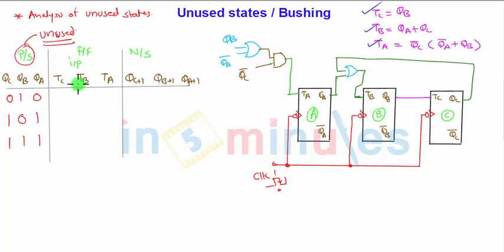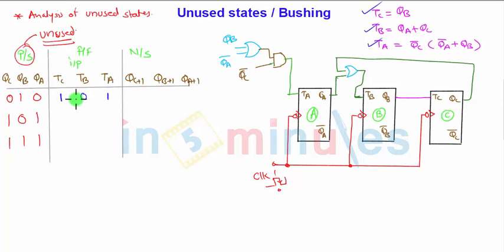So now let us say that the counter is in state 2. Since TC is equal to QB, the value will be 1, copied here. So this value is 1. TB is equal to the OR operation between QA and QC. So QA, QC are 0 0, so this will be 0. And TA is equal to QC bar into QA bar plus QB. So QA bar plus QB is 1, into QC bar 1, so finally TA will be 1.